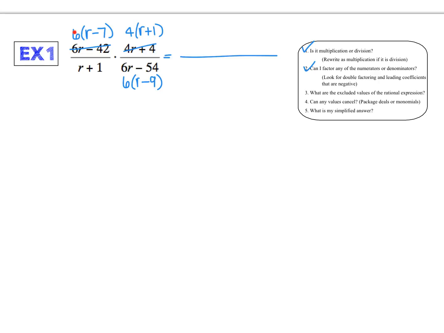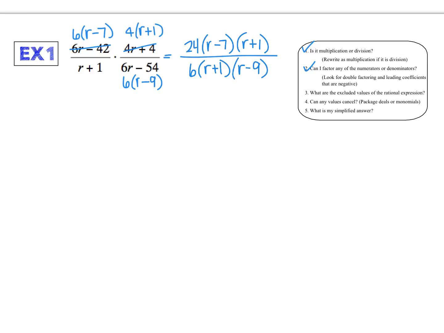So in multiplication, order doesn't matter. So I'm actually going to multiply these little loose numbers out front. So 6 times 4 is 24. And then I have r minus 7 and r plus 1. So those are package deals. They go together. I can only cancel things that look like that. And then in the denominator, I only have a 6 loose, and then I have r plus 1, that binomial, and r minus 9, that binomial.